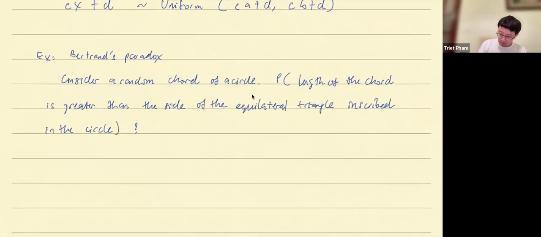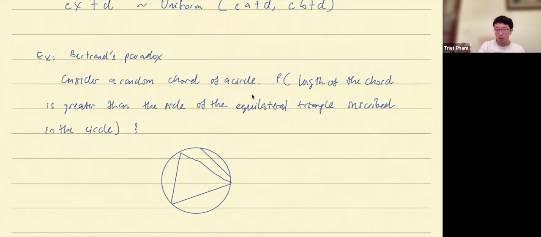So what does this mean? You have a circle, right? Doesn't look like a circle. Okay. And a random chord means what? Well, that's a random chord, right? Now, of course, an equilateral triangle in a circle has a fixed length with respect to the radius of the circle, let's say.